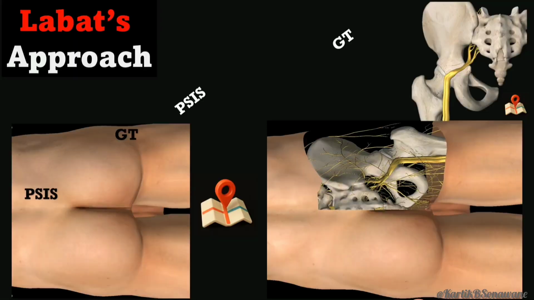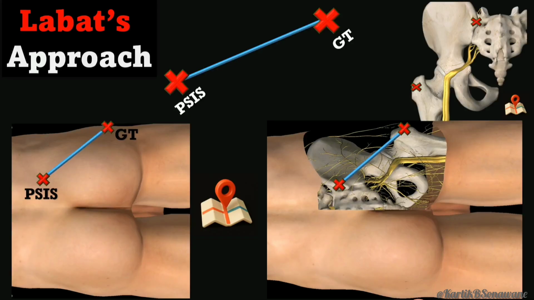The Labatt's approach is a landmark-guided technique described before the PNS era. The landmarks used are posterior superior iliac spine and greater trochanter. A line is drawn connecting these two landmarks. Then a second line is drawn perpendicular to the first from its midpoint. The needle entry point is marked as 4 cm caudal along the perpendicular line.